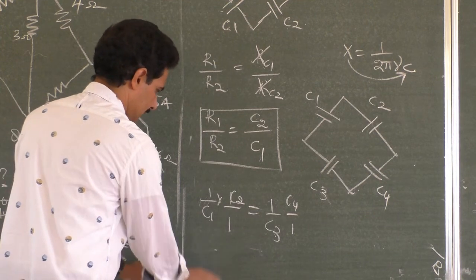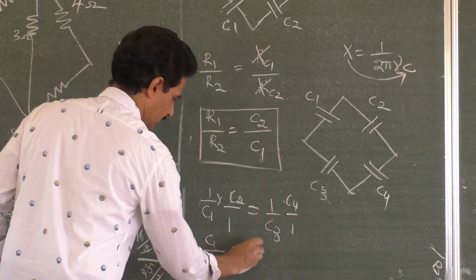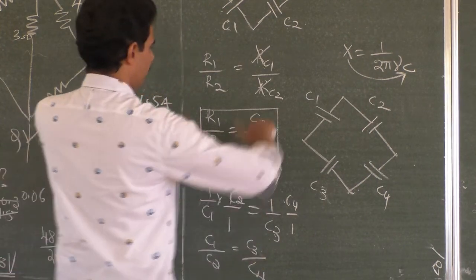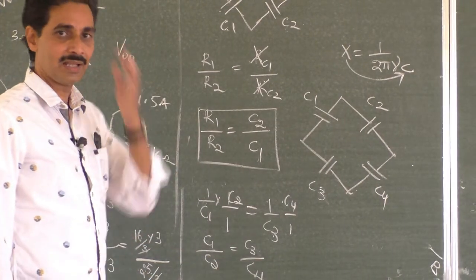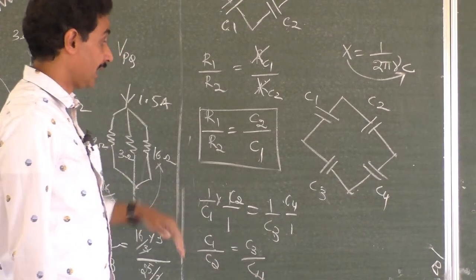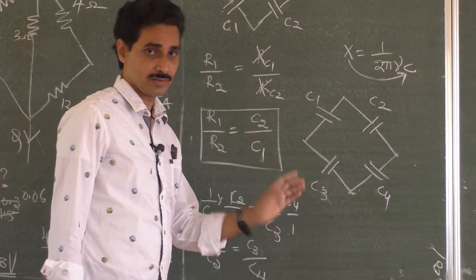Okay, you can rearrange this. C1 by C2 is equal to C3 by C4. Because everything will get inverted. The whole formula gets inverted. So you can invert it again. You will get the same condition as the resistors. So remember that also holds good. Okay. So if all the components are capacitors, no problem.